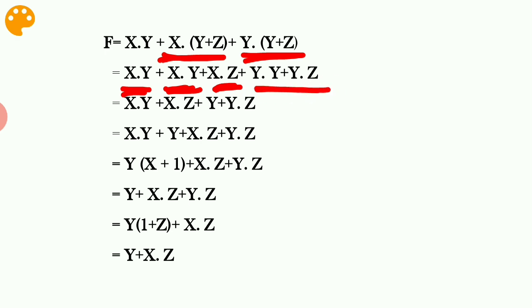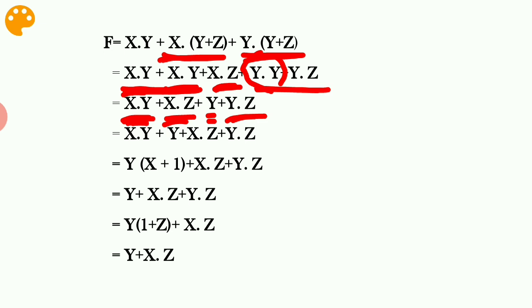Now we have the theorem in Boolean algebra which states that A plus A is A. That means X into Y plus X into Y should be X into Y itself. So I am going to simplify the first 2 terms as simply X into Y. Then we have another term, Y into Y here. What is A into A in Boolean algebra? A into A is A itself. So let us simplify Y into Y as Y itself. The other terms, X into Z and Y into Z, are written the same.